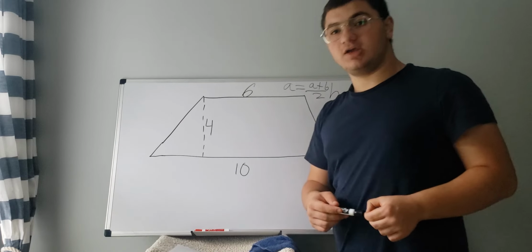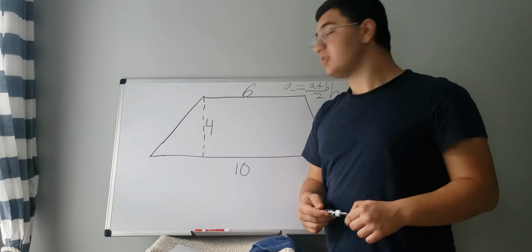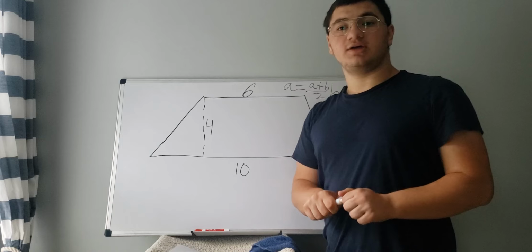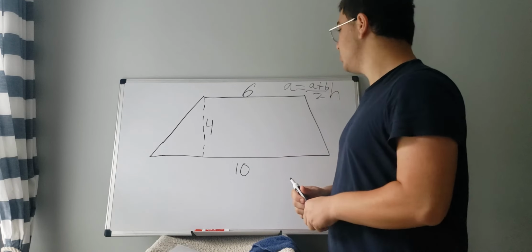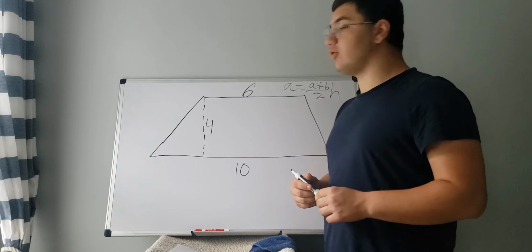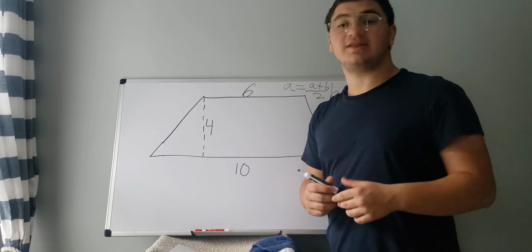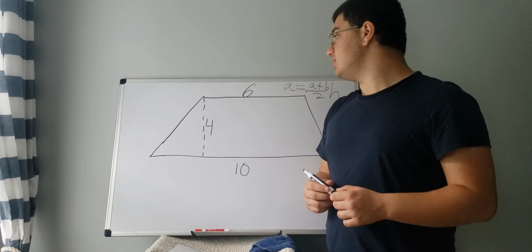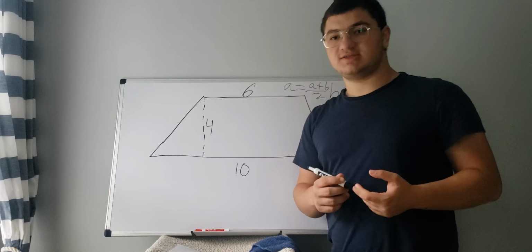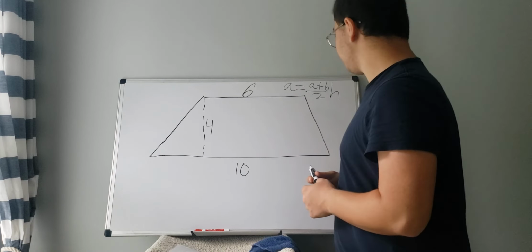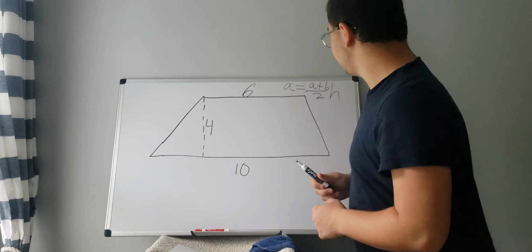And to find the area, it's sort of similar to finding the area of a triangle, except with a bit of a twist. So recall that our formula for finding the area of a triangle is the base times the height divided by 2, right? Well, this one's a bit different.